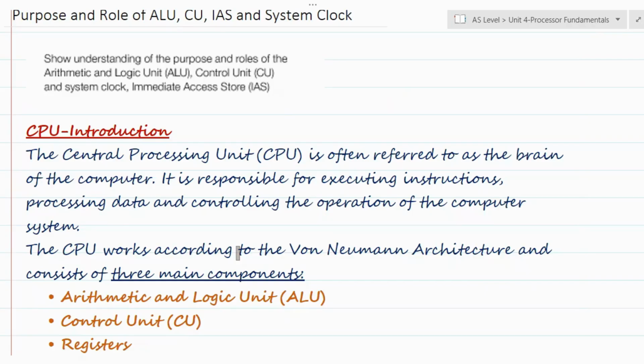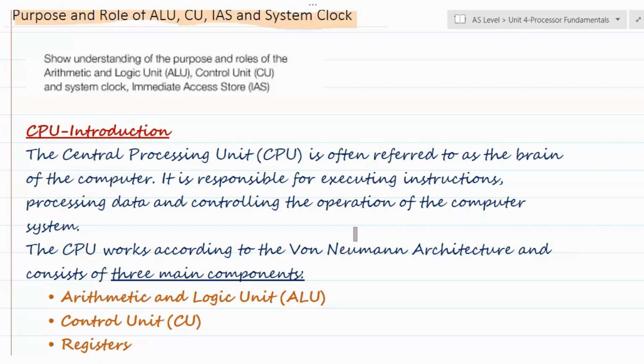In our previous lessons, we explored the von Neumann architecture and learned about CPU registers. Today we are going to take a closer look inside the CPU itself. So in this video, we are going to talk about the purpose and role of the ALU, CU, IAS and system clock.